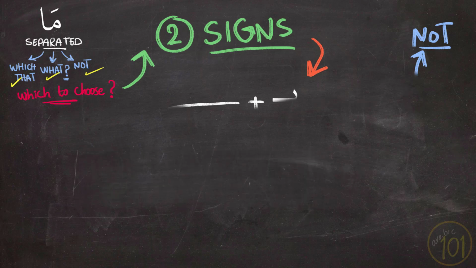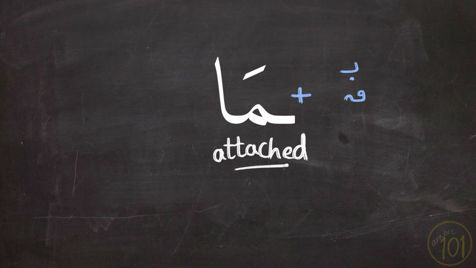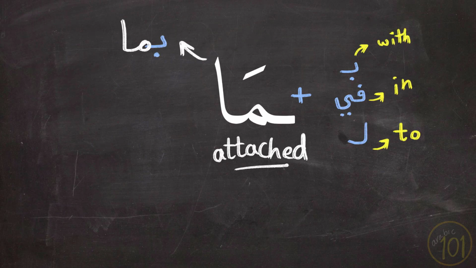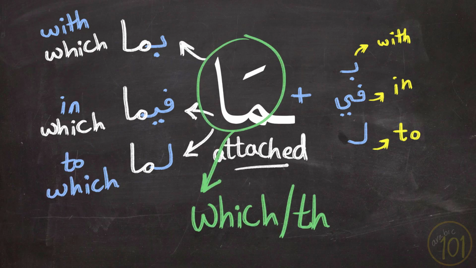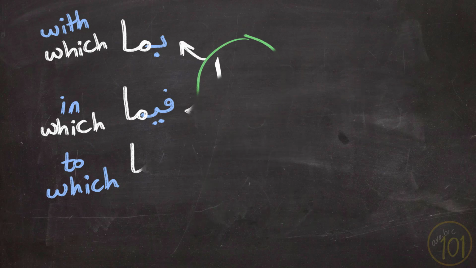Next, ma has also the ability to attach itself to other words. This should not be a problem since the result of this combination will always be logical and predictable. And when ma is attached to anything, it will always mean that or which as a relative pronoun. So let's start to see the first combinations and how they are made and what they mean.